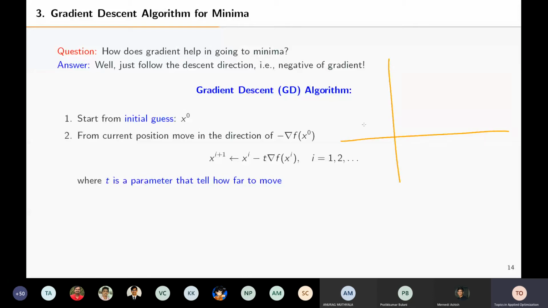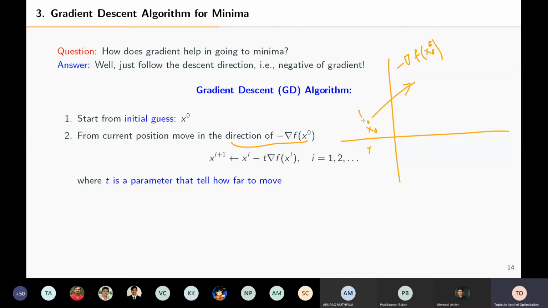So you are at x naught. Let us say this is your vector x naught, and then you are told to go in the direction of the negative of the gradient. Let us say the negative of the gradient points in this direction. So the negative of the gradient at x naught.